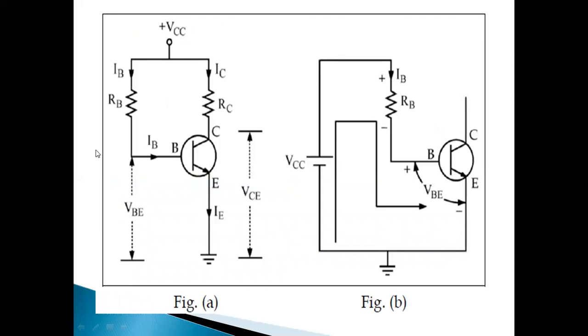We observe the circuit here. There is an NPN transistor connected in common emitter configuration. If you observe the diagram, there is only one power supply, plus VCC, and RC is the collector resistance. There is a resistance RB connected between the positive terminal of VCC and the base terminal of this transistor.